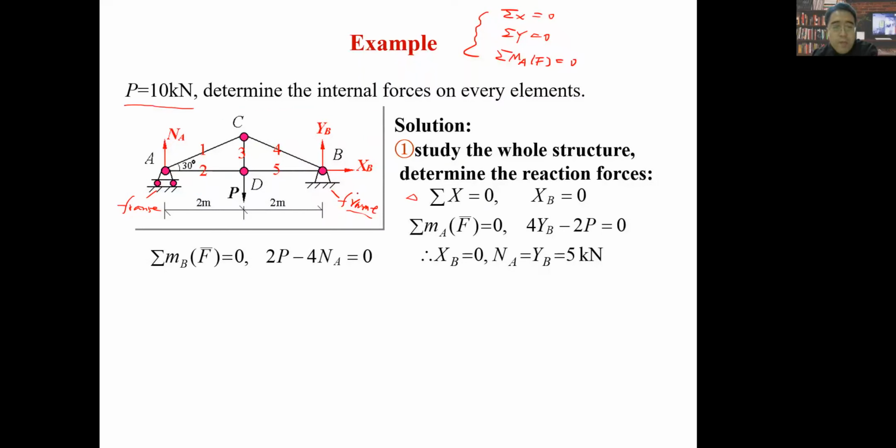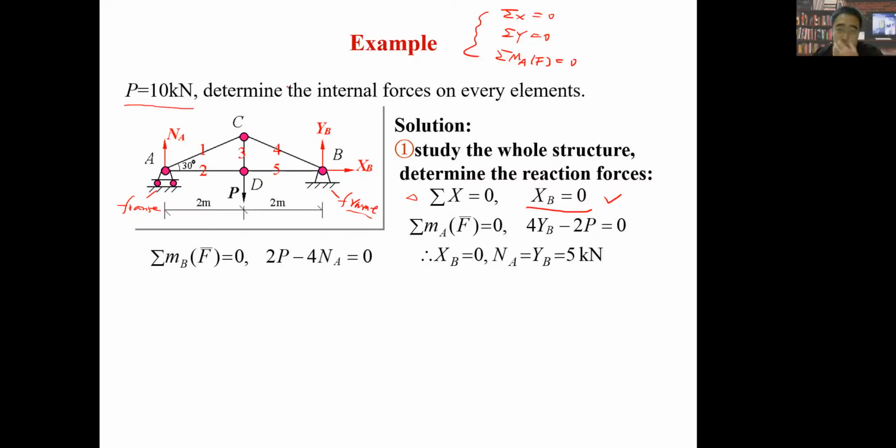So when we select the whole structure as the object to be studied, all the internal forces at points C and D are internal forces. We do not need to consider that, right? So when we give sigma x equals 0, it's only XB. There are no other forces along the x-axis. So we have XB equals 0, right?